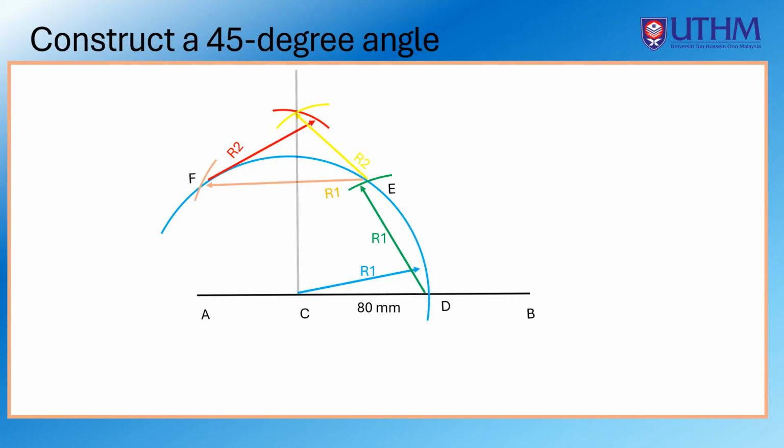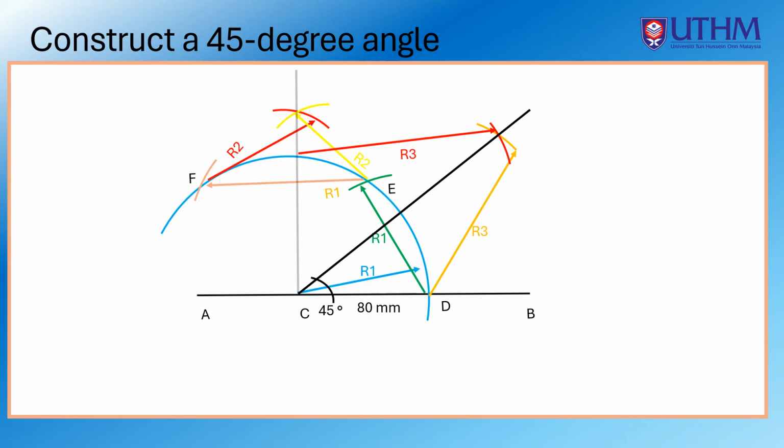Now, divide this angle using a radius R3 to create a 45-degree angle. Now, create a straight line from point C to the intersection to create a 45-degree angle. Now you have created a 45-degree angle.